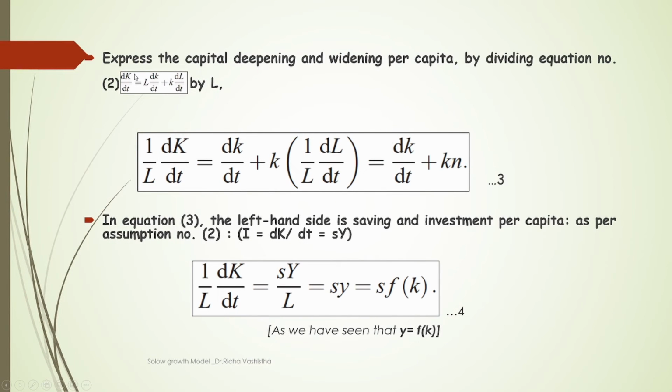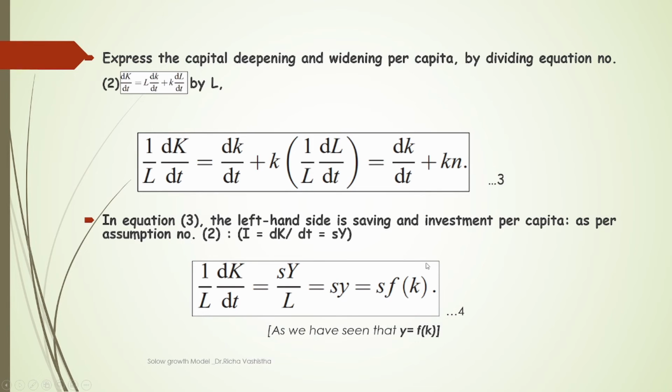Now, further capital deepening and widening per capita. Here again, equation number 2 is being taken, which has already been taken from that slide. This was equation number 2. What was being done here is that the equation has been divided by L, capital L, on both sides. So this comes out to be this final form, which is dk by dt plus kn.